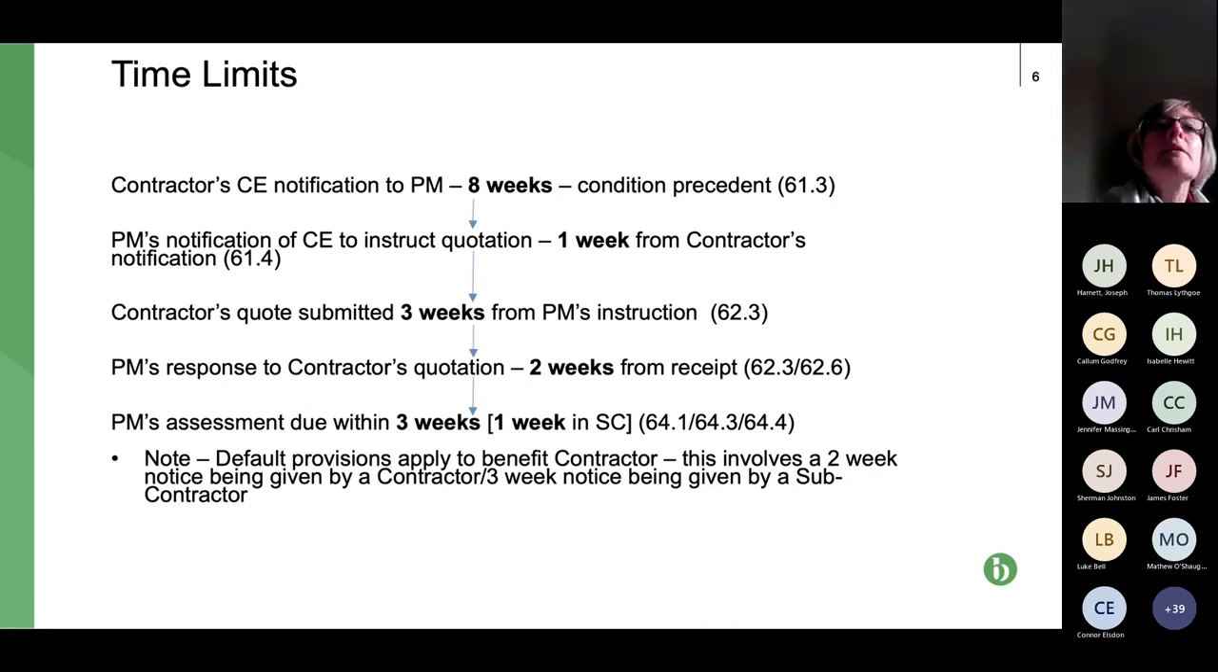And that's the next line in the slide, where the PM makes an assessment. So what is the timescale for that? Well, it's due within 3 weeks of the last deadline, so within the project manager's notification to the contractor that it is going to make its own assessment. And that's 1 week in a subcontract. So that very, very roughly is the process. It sort of makes sense, it's pretty logical. But what the contract doesn't say is things like what happens at the start of the project if the contractor notifies a CE and the project manager says, I don't agree that that's a CE. What happens then? So we're going to look at those types of scenarios.